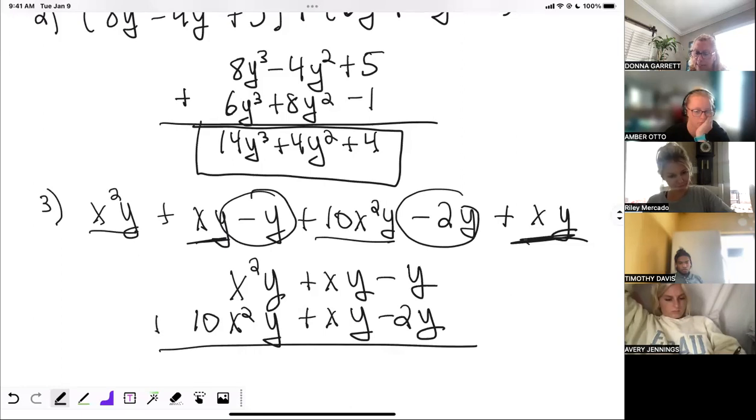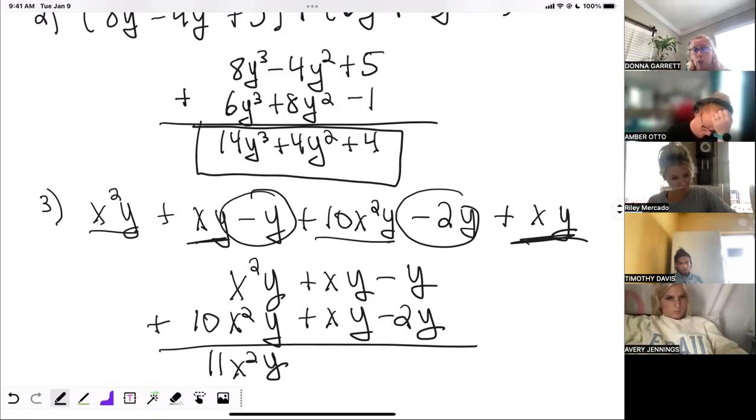And now I can add down. I have 11x squared y. Notice how we don't change anything. No exponents change, nothing. You just add the coefficients and bring down everything else. Plus, that would be 2xy, and that would be negative 3y.